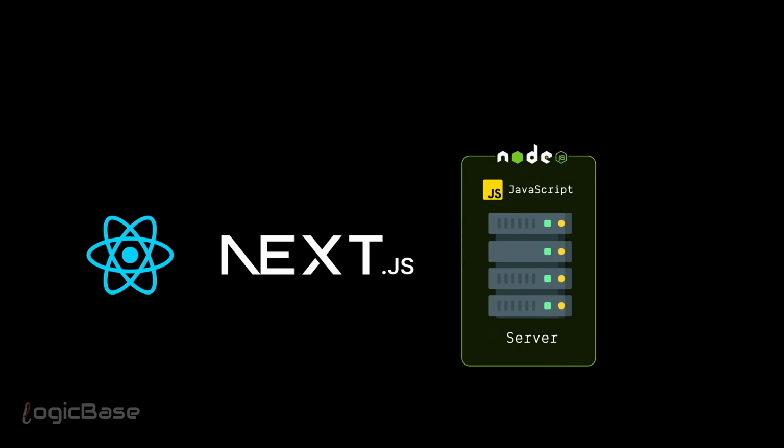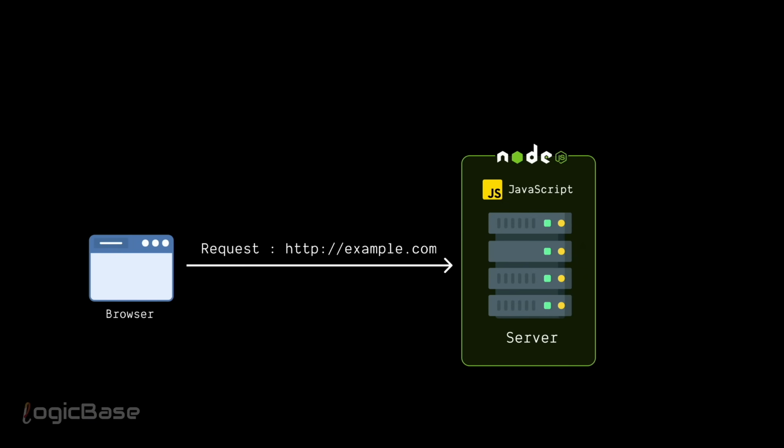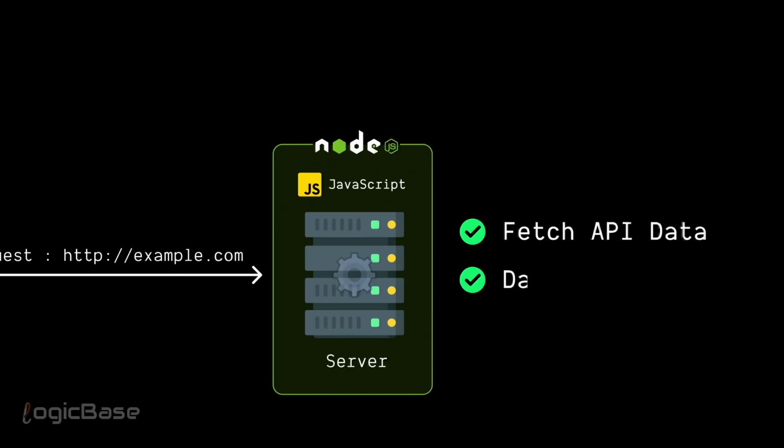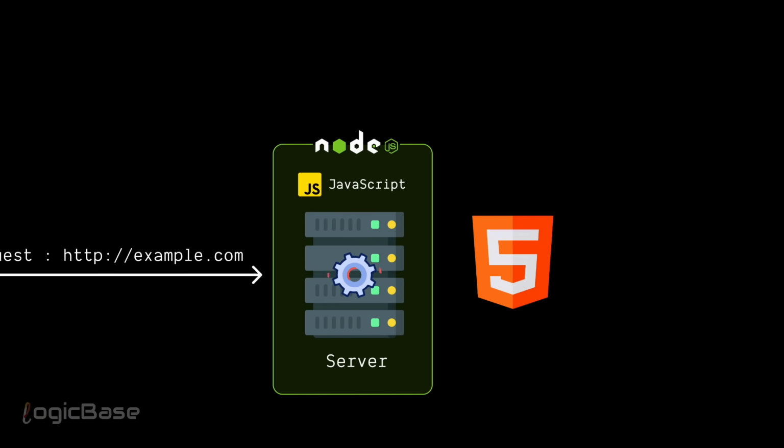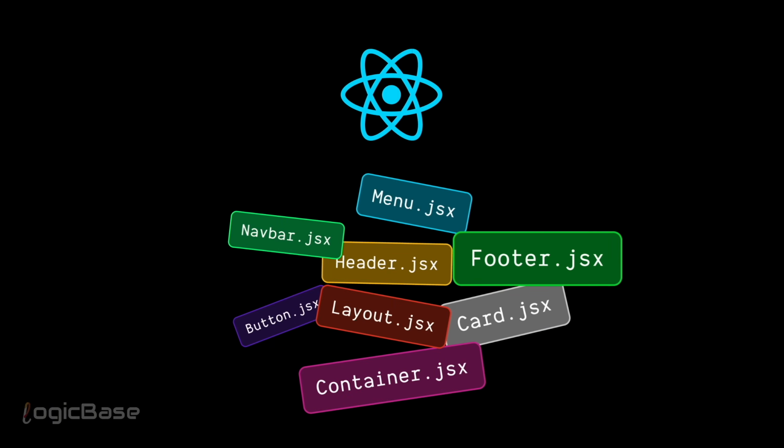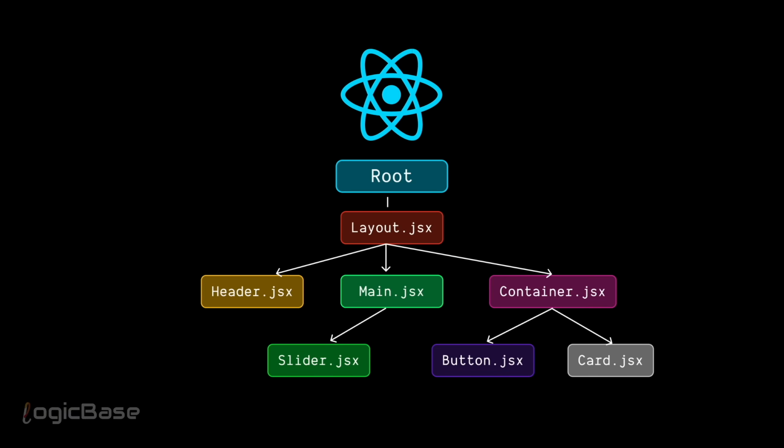More specifically, Node.js. That means in React or Next.js apps, all rendering on the server is handled using JavaScript. So when a request comes into a React or Next.js app, Node.js does the server-side work, like fetching data from APIs or database, and then generates the HTML. As you already know, in React apps, we build small reusable components using JSX. On the server, all these components together form a React tree.